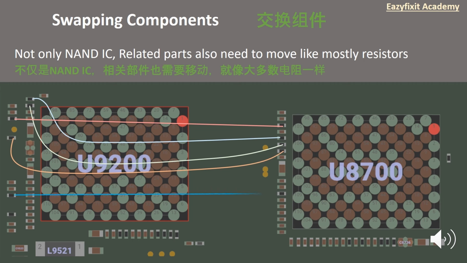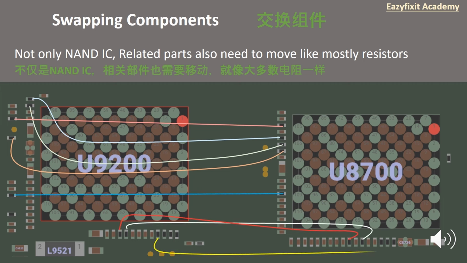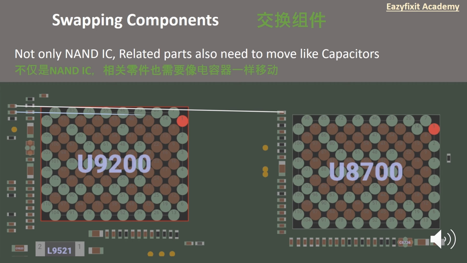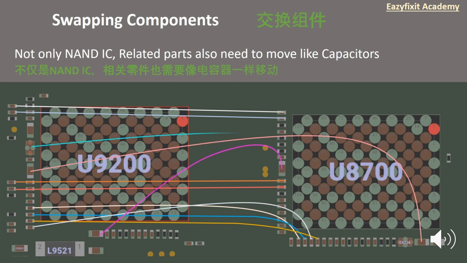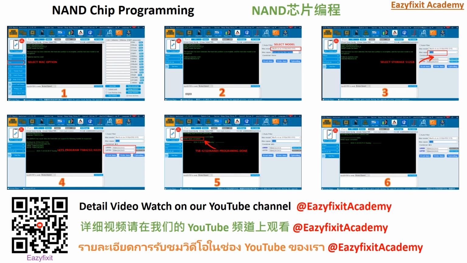So just by following the diagram, here you need to swap all the components from U9200 to U8700. That is all related to configurations, data lines and reset, etc. This is another diagram which you need to follow, and install all the mandatory capacitors from U9200 to U8700. And see what you have to do here, how you have to program the NAND. Each and every step I have shown in this picture, and which NAND you have to use, that also I have shown you here.